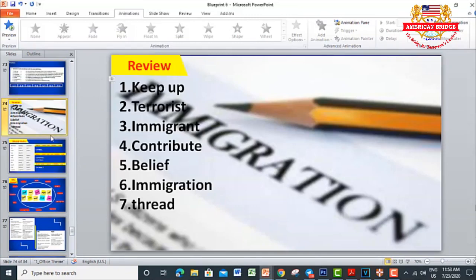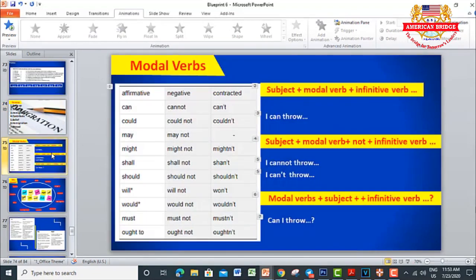Last week you learned words like keep up, terrorist, immigrant, contribute, believe, immigration, and threat, right? And you also learned about the modal verbs. The modal verbs we have here are can, could, will, would, may, might, shall, should, must, and ought to.